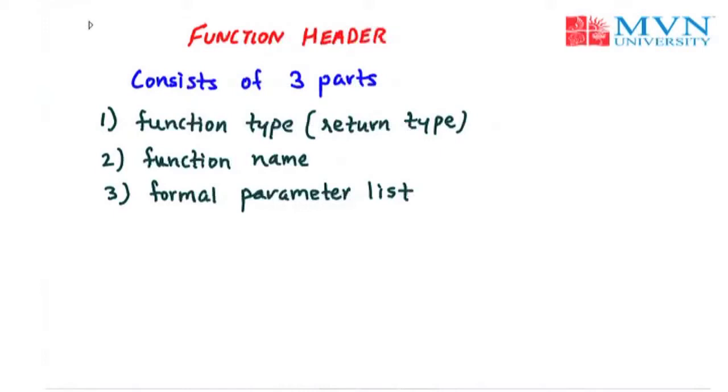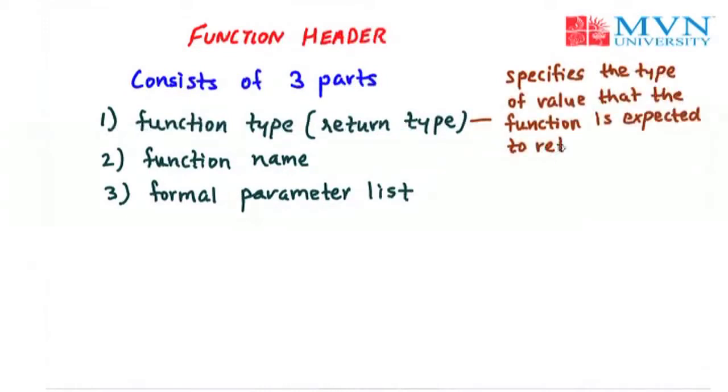The function type or the return type specifies the type of value that the function is expected to return to the program calling the function. If the return type is not explicitly specified, then C language will assume that it is an integer type. And if the function is not returning anything, then we need to specify the return type as void.